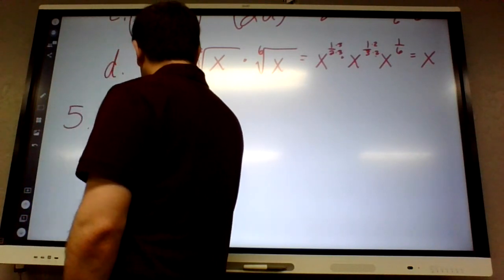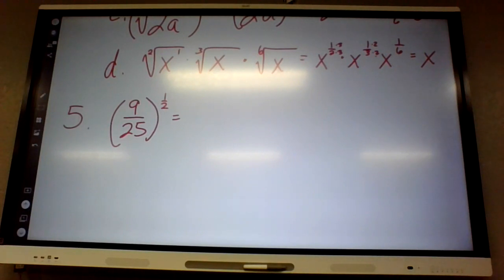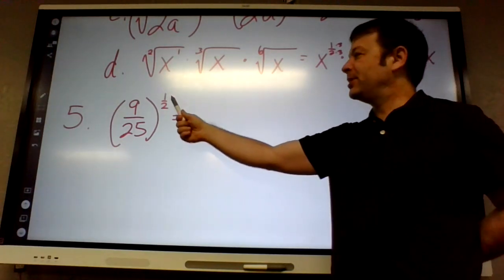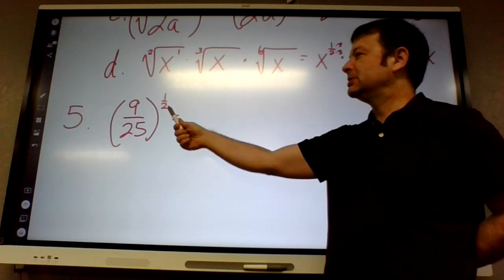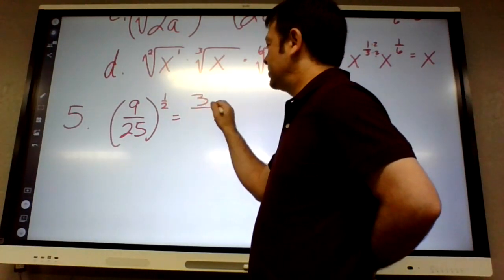All right, this just simplifies. Since they're all numbers, you could use a calculator, but it's probably faster not to, because what's the 1/2 power mean? Square root. What's the square root of 9? 3. Square root of 25? 5.